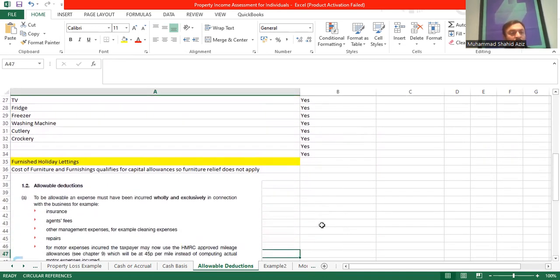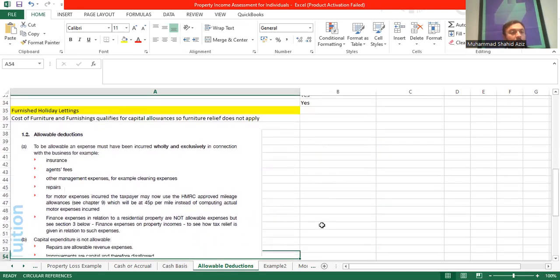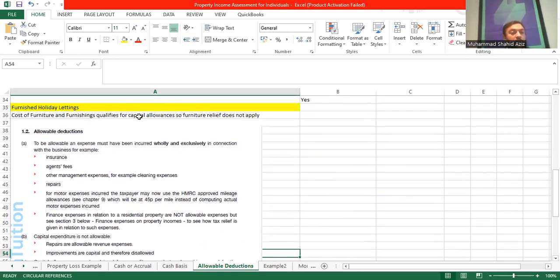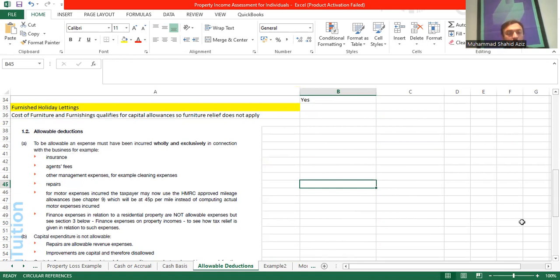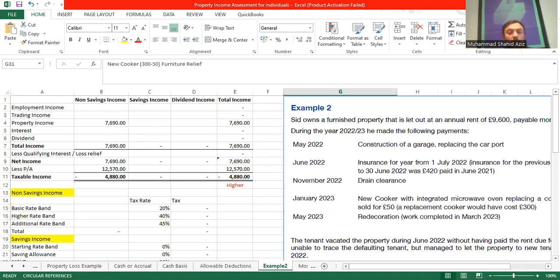And the next one is furnished holiday lettings. Cost of furnishing qualifies for capital allowances. So furniture relief does not apply to them. To be allowable, an expense must have been incurred wholly and exclusively. So already we said this one, so we will move forward now. So we will see this example now.